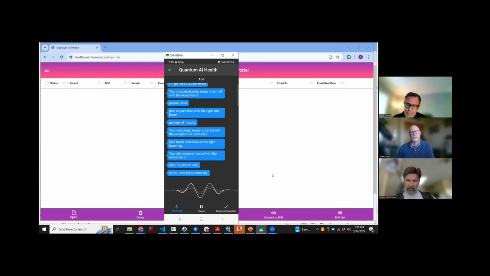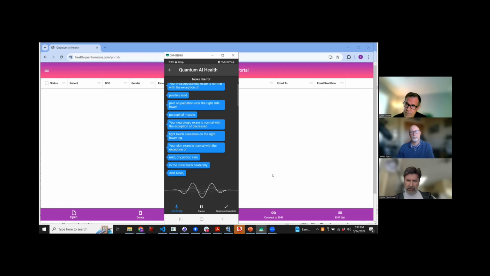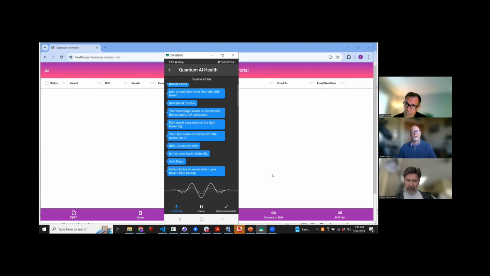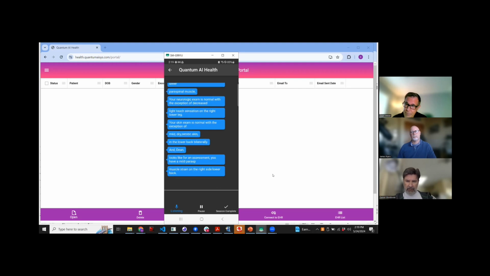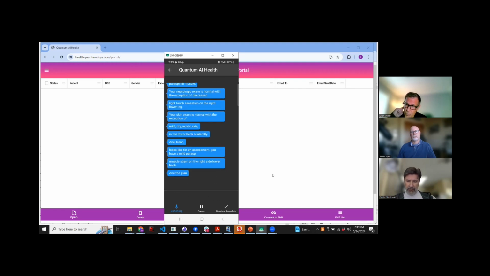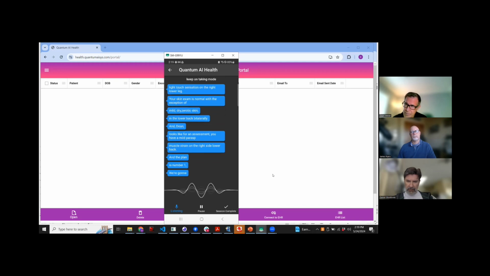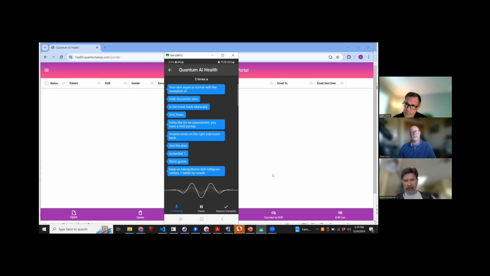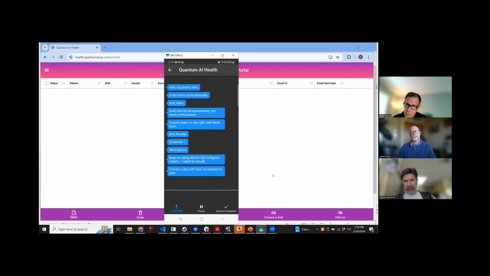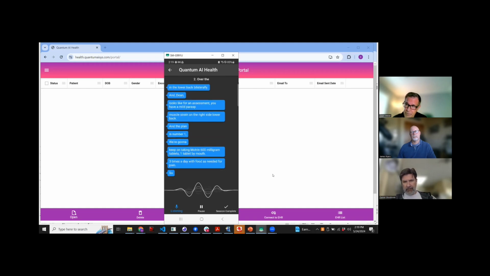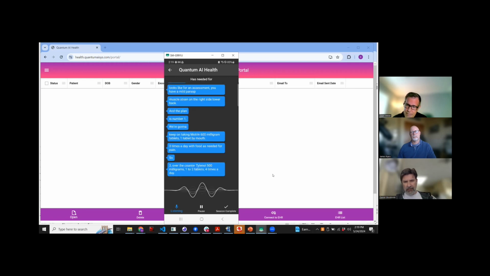And Dean, looks like for an assessment, you have a mild paraspinal muscle strain on the right side lower back. And the plan is number one, we're going to keep on taking Motrin 600 milligram tablets, 1 tablet by mouth, 3 times a day with food as needed for pain. Number two, over-the-counter Tylenol, 500 milligrams, 1 to 2 tablets, 4 times a day as needed for the pain.